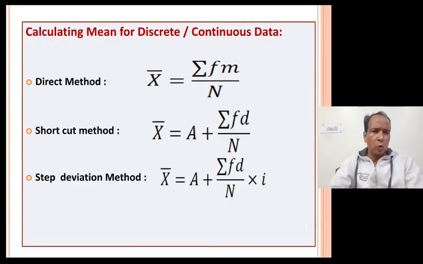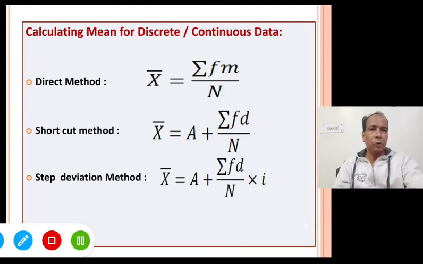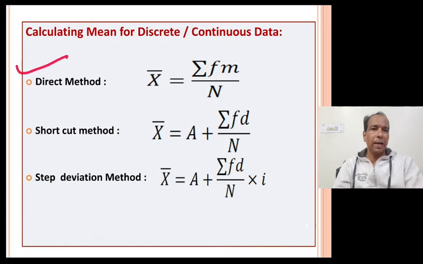Now, how can we calculate mean for discrete or continuous data series? The formula is written before you. This is the direct formula that you can apply, that is x bar equal to sigma fm upon n, and then shortcut methods are written below that. First shortcut method is x bar equal to a plus sigma ft upon n. Here a is assumed mean, we just assume one mean and then we make the entire calculations.